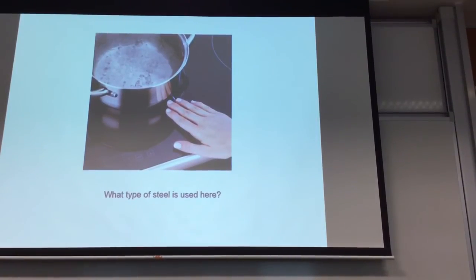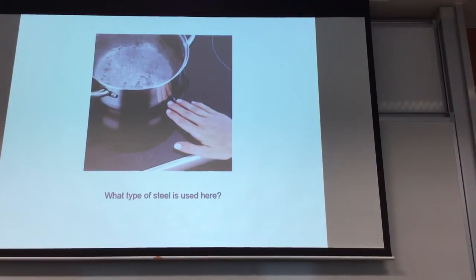Okay, you're almost there. What we need here is the stainless steel has to be magnetic, for the induction cooker to work. Austenitic stainless steel is not magnetic. Ferritic stainless steel is magnetic. So this one should be a ferritic stainless steel.